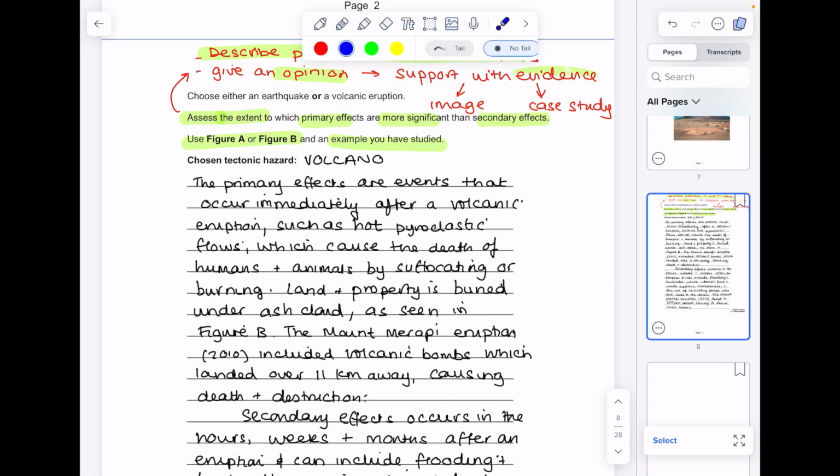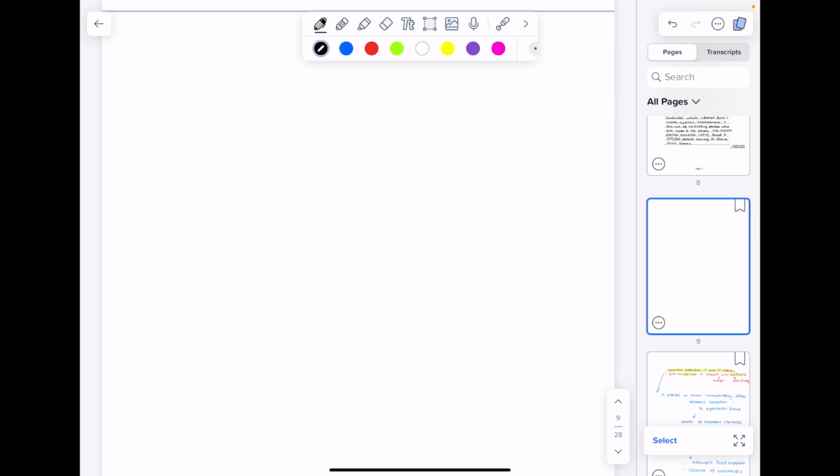So we've done a great job thus far of discussing the primary effects and the secondary effects. However, we're still not reaching the level 3 answers where we'll receive 8 or 9 marks until we assess the extent to which primary effects are more significant than secondary effects. And like I said, you don't necessarily have to agree with that. And in fact, I personally don't. But we do need to give a reasoned argument here. As you can see, I've run out of space, so I'd be using the extra paper they provide in the exam to say the following.